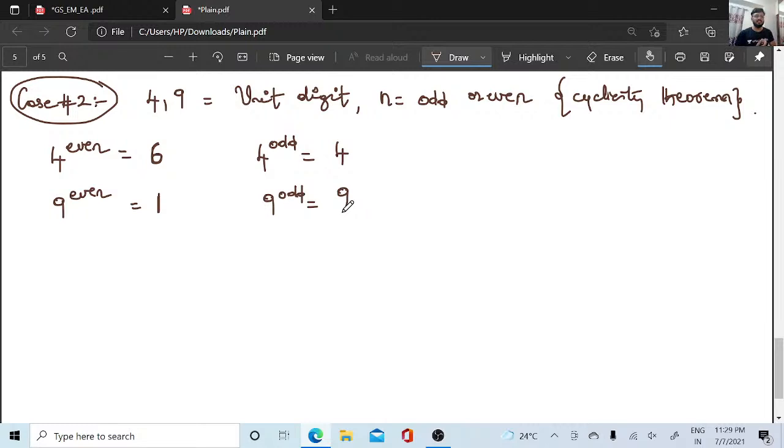So 4 cube is also 64, right? The unit digit goes here. So I'm talking about unit digit. The n is nothing but the power, right?